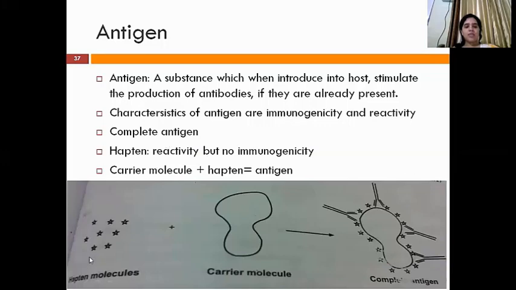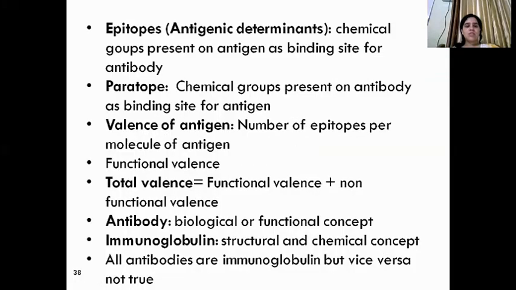Now here in diagram you can see these are the hapten molecules. Okay, and this is your whole carrier. So when these both are combined, the final product which is formed is the complete antigen. Now these are some terminologies related to antigen antibodies. So epitopes, these are also called as antigenic determinants. These are the chemical groups present on the antigen for binding of antibody. And paratopes are the chemical groups present on the antibody for binding of antigen.